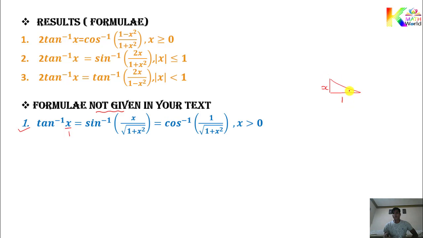What should be the hypotenuse? We can use the Pythagorean law. So you got x square plus 1, and using the Pythagorean law you get this value, that is root of x square plus 1.